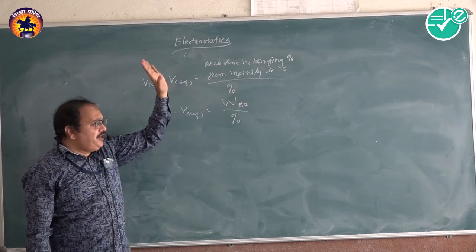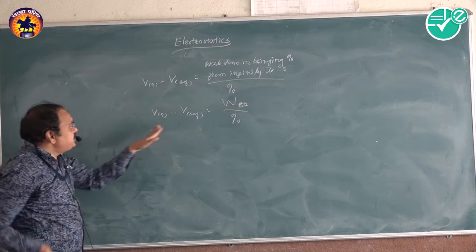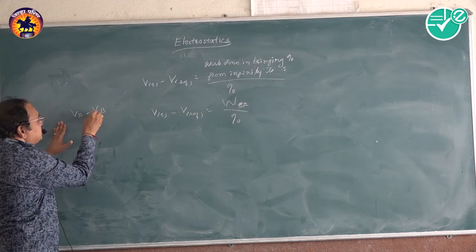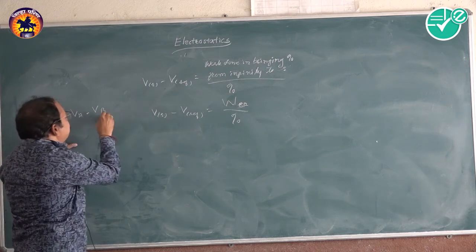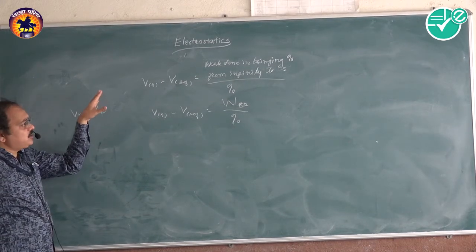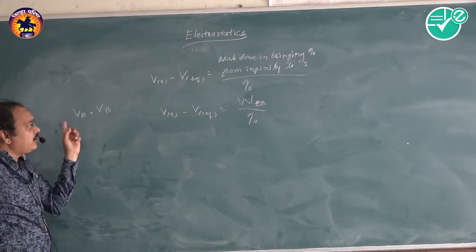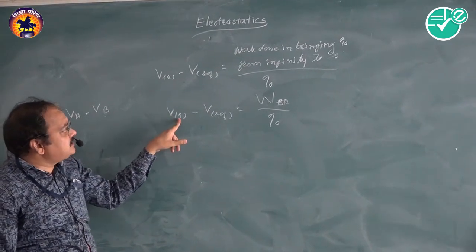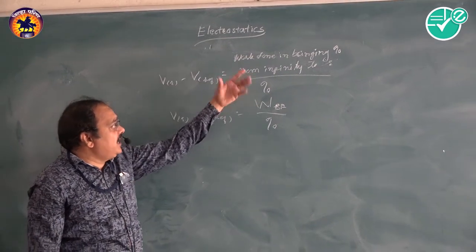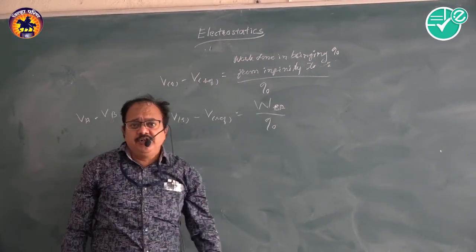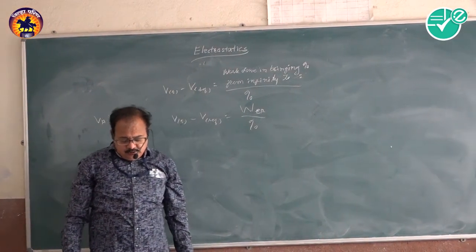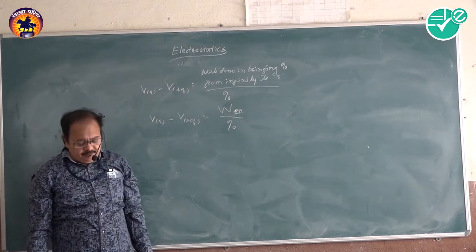Earlier we stated V_A minus V_B. Here the point B is the reference point, and it is considered to be at infinity. To bring that point charge or test charge from infinity to the present point, here taken as R, the reference point, the work done upon the test charge is nothing but the electric potential at point P.